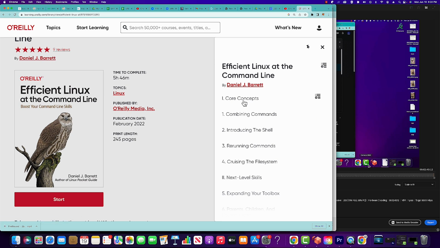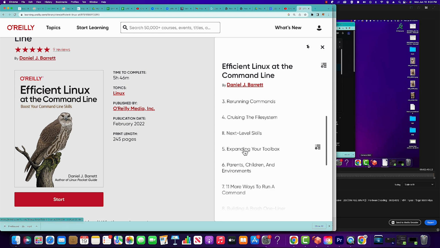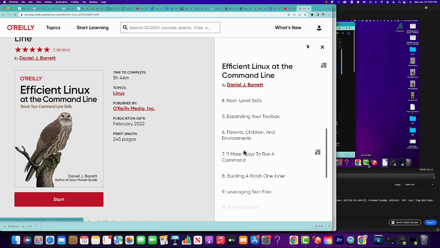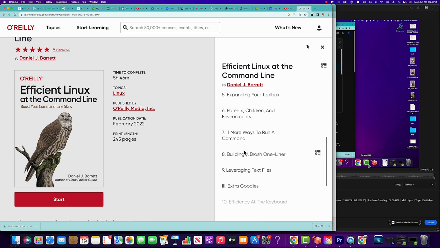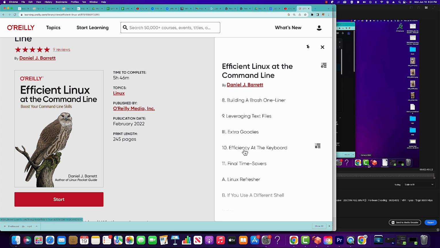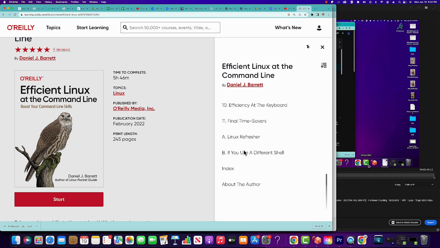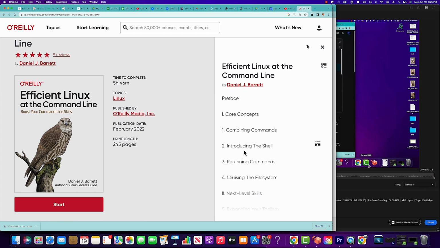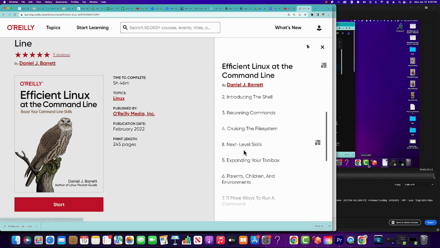So as you can see, we're going to go through the core concepts, talk about commands, shells, rerunning commands, cruising the file systems, environments, and how to process text files and some goodies, and this will just be a talking point for me, and I will be teaching you something practically. So okay, let's start.